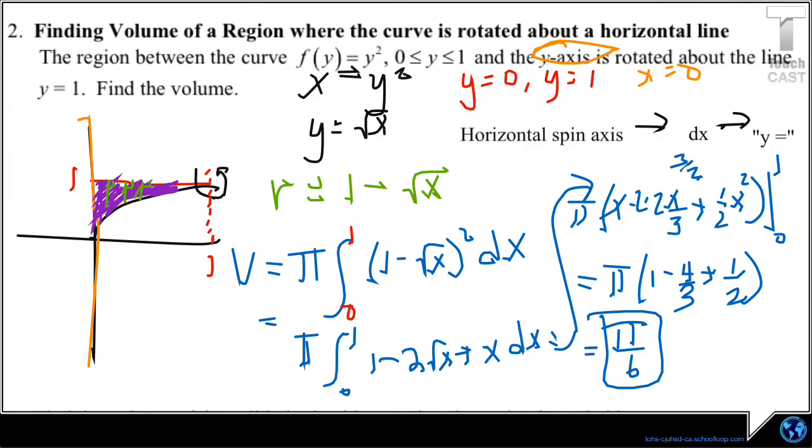And so when I FOIL this out, I get 1 minus 2 square root of x plus x, and then of course integrating and substituting in both 1 and 0, I end up with pi over 6.